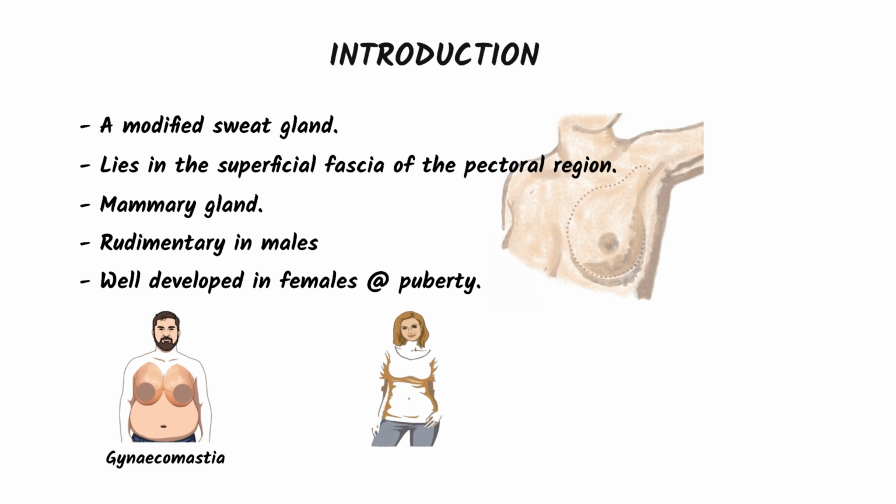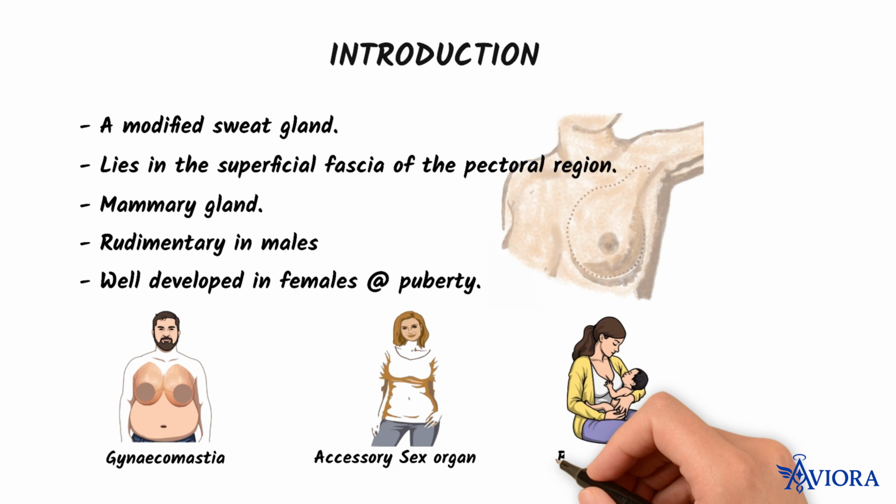It serves two main purposes in females. First, it functions as an accessory sex organ of the female reproductive system. Second, it produces and secretes milk for the nourishment of the newborn.